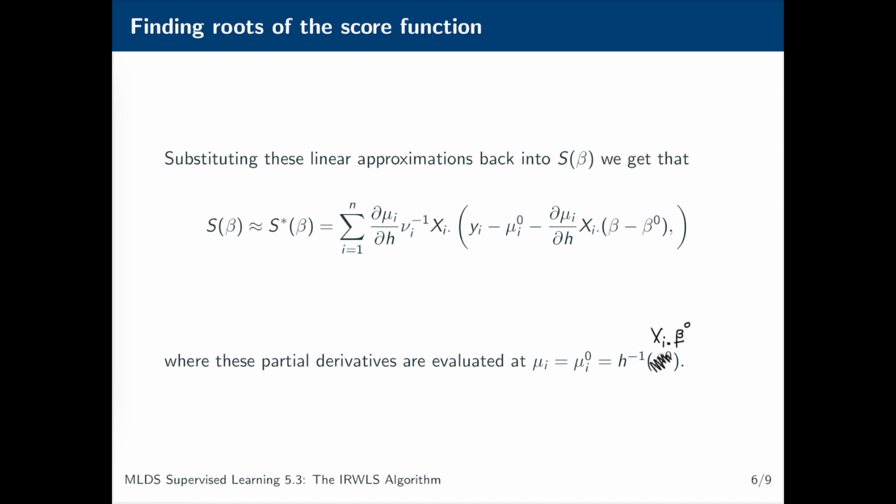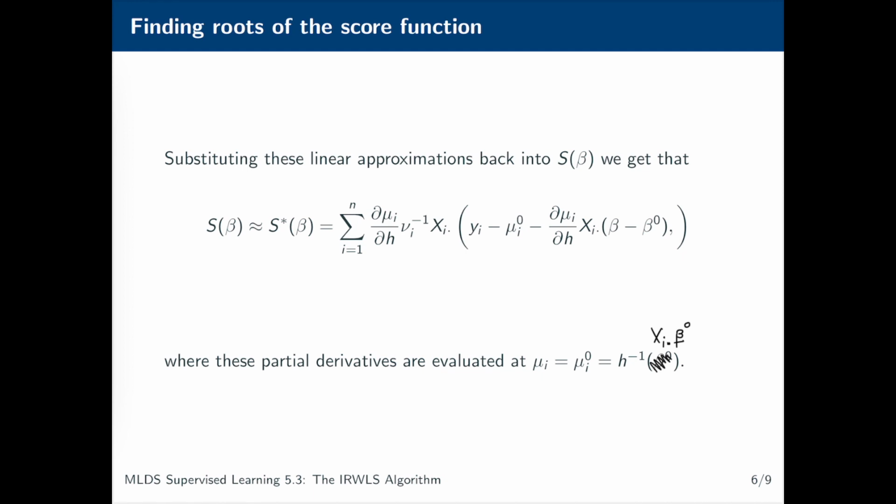Substituting each of these expressions back into our score function from beforehand, we can approximate our score function using our current estimate of the regression coefficients beta naught. This gives us our score approximation S star. What we should note here is that these partial derivatives are being evaluated at values of mu i equal to our current estimate of mu i naught. And this is simply the inverse link function applied to our linear predictor.